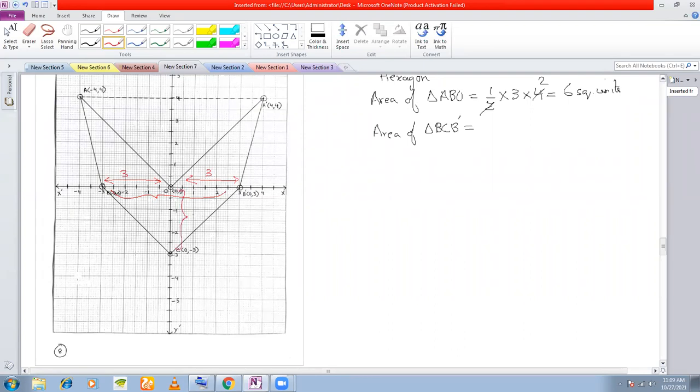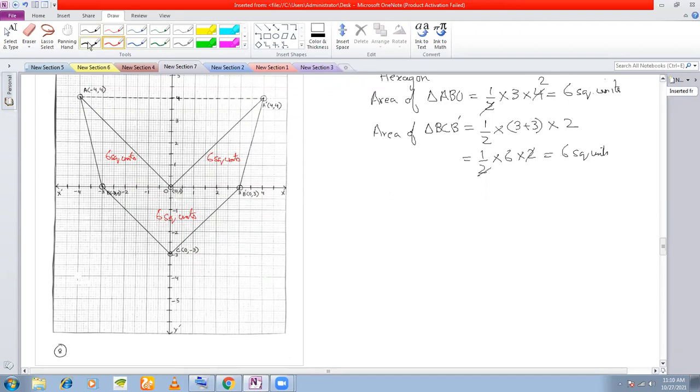And what is the height here? 2 units. So what should be the area here? Half into 3 plus 3, which is 6, base into height. Half into 6 into 2, which is equal to 6 square units. So we have found out the area of this triangle to be 6 square units. The area of this triangle similarly will also be 6 square units, and the area of this triangle is also 6 square units. Right?